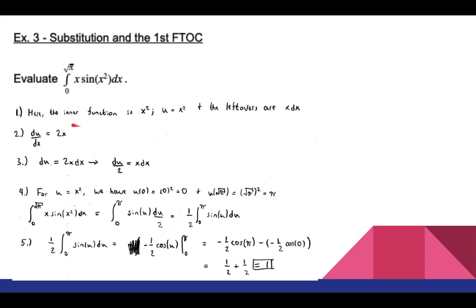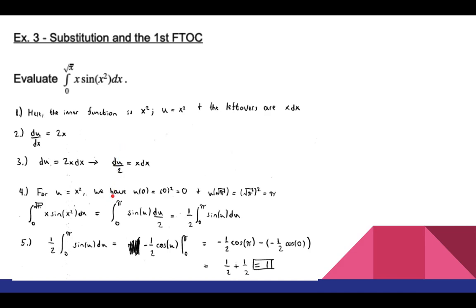So as a result, we're going to take the derivative of u with respect to x, and that's going to give us 2x, all right? So now we're going to solve this resulting equation for x dx. So du is going to equal 2x dx, and we divide both sides by 2, and we get that x dx equals du over 2.